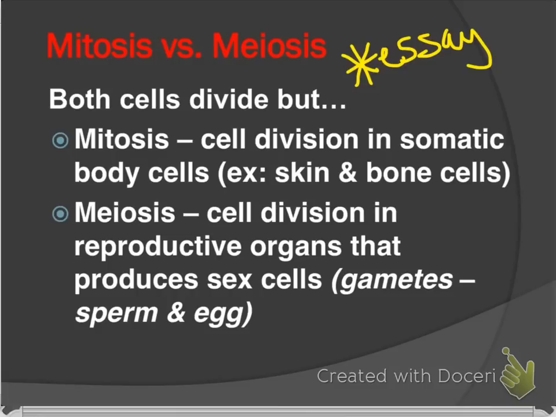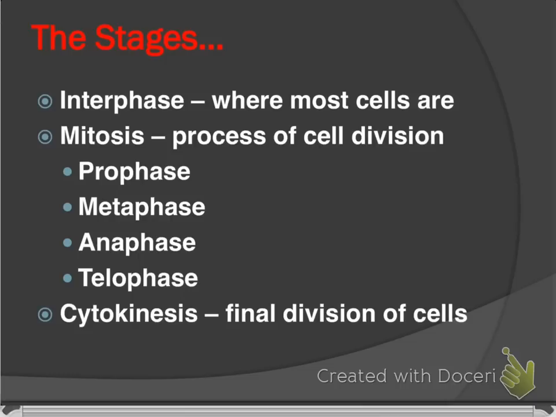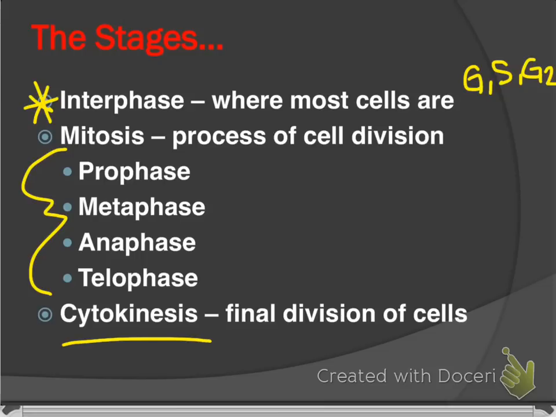So they both divide, but mitosis is cell division in somatic cells or your body cells. And meiosis is cell division in reproductive organs producing sex cells. So these are your sperm and egg cells. Whereas up here, mitosis is your skin and bone cells, for example. So the stages. We have interphase, which has G1, S, and G2. And then you have mitosis, which is these four things. And then cytokinesis is the actual final division, or the final splitting, when two cells are made.